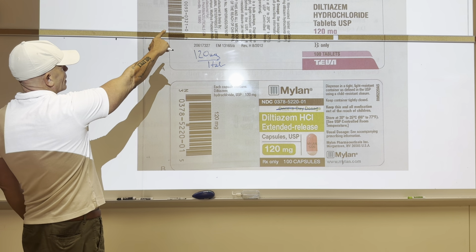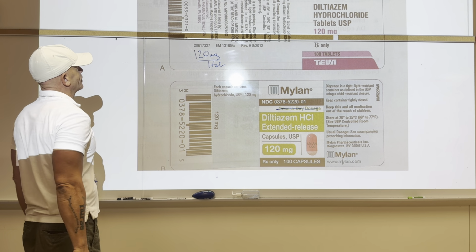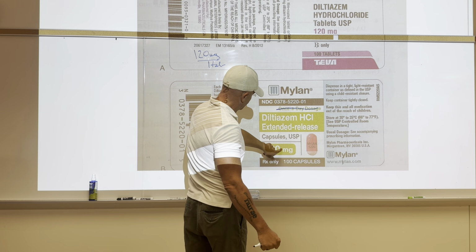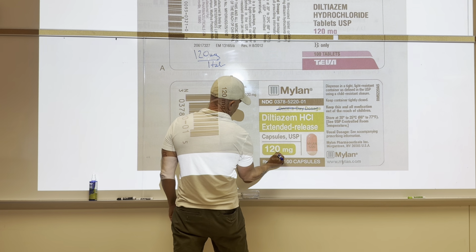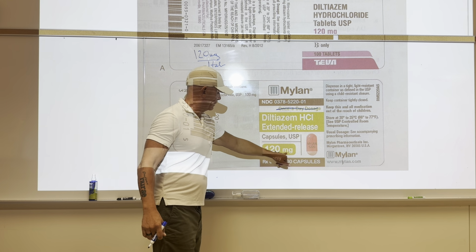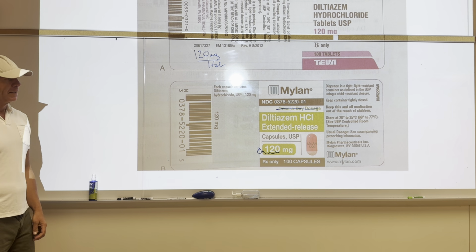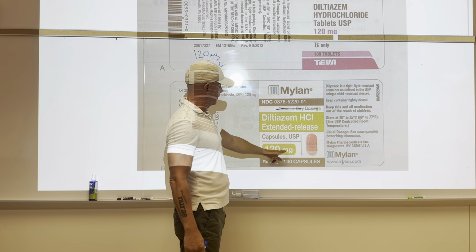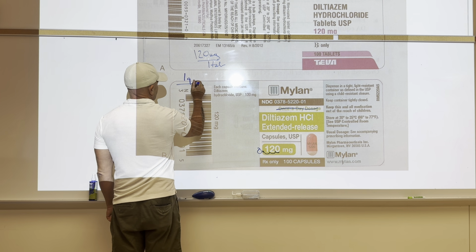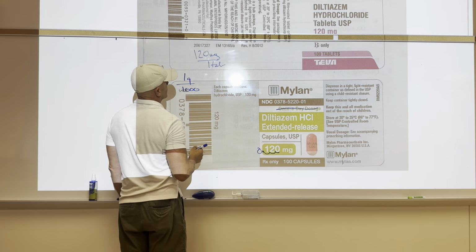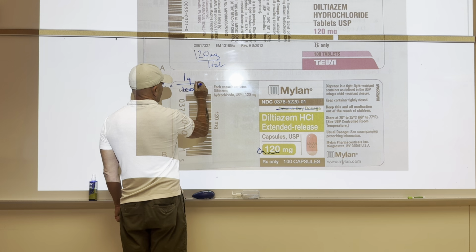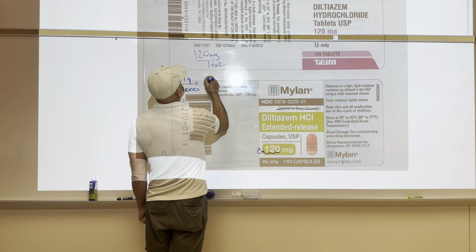So, it says 0.12 grams PO TID for a patient. Okay, well we know that this 120 milligram tablet equals 0.12 grams, right? Because we're moving milligrams to grams. So if we have 120 milligrams, we're converting that over to grams. So first we're going to do 1 gram equals 1,000 milligrams, because we're looking for grams, right? So we're converting.